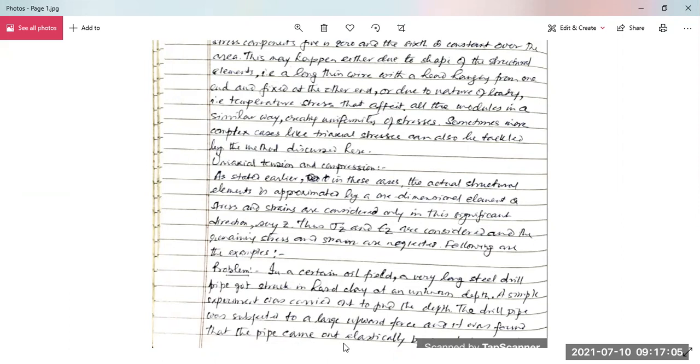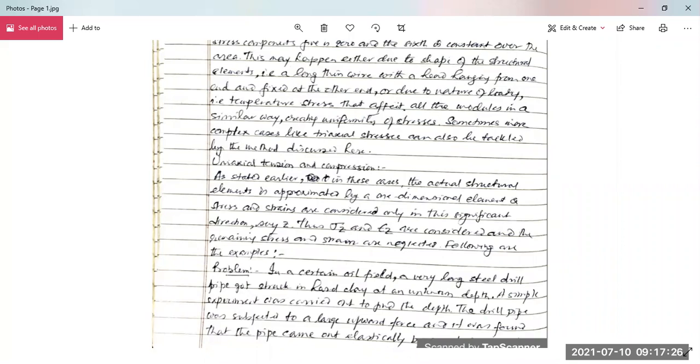What we find here, I'm repeating again: for a certain oil field, a long steel drill, which is meant for drilling the earth, got stuck in a hard clay at an unknown depth. A simple experiment was carried out to find the depth where it got stuck.